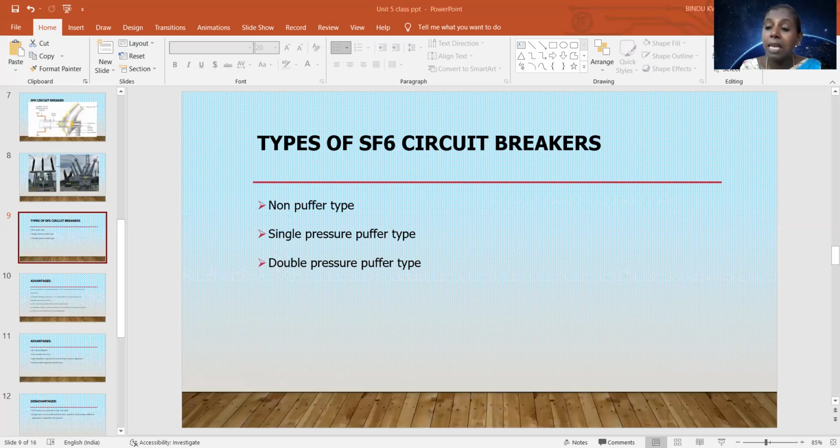The double pressure system is mainly based on the air blast circuit breaker. These designs came into existence in the era of the 1970s. It is suitable for both indoor and outdoor installations, and it is mainly used with reservoirs with these indoor and outdoor units.